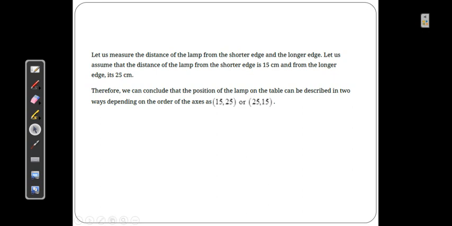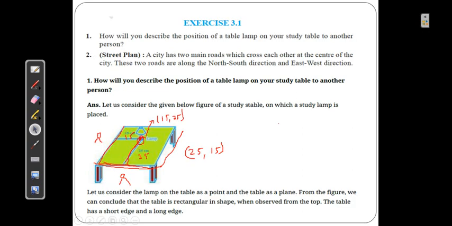Therefore, we can conclude that the position of the lamp on the table can be described in two ways depending on the order of the axes. जैसे आप एक्सेस ड्रॉ करोगे वैसे आप उसका पोजीशन फाइंड आउट करेंगे. So 15, 25 and 25, 15 will be your position. I hope it is very clear now, right?